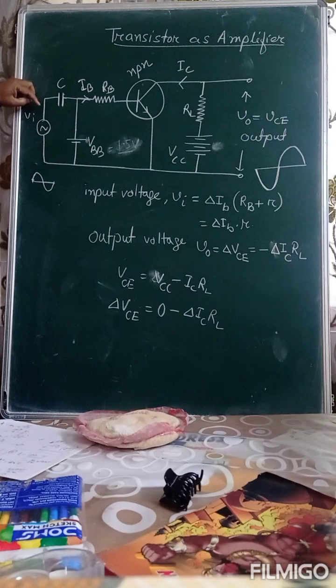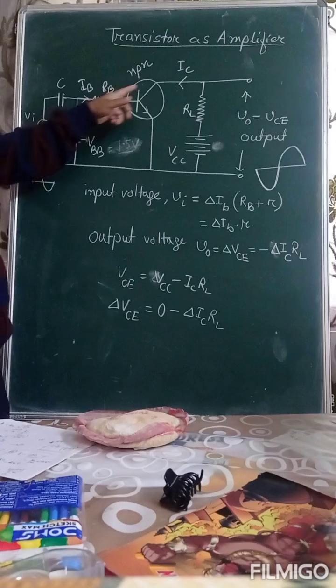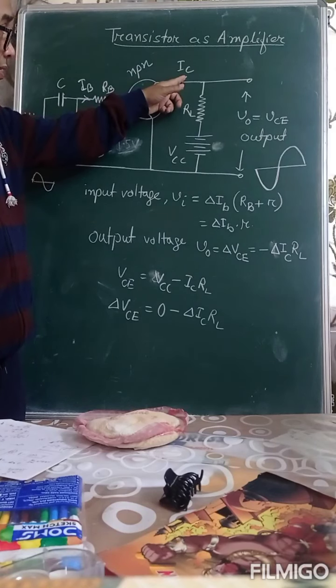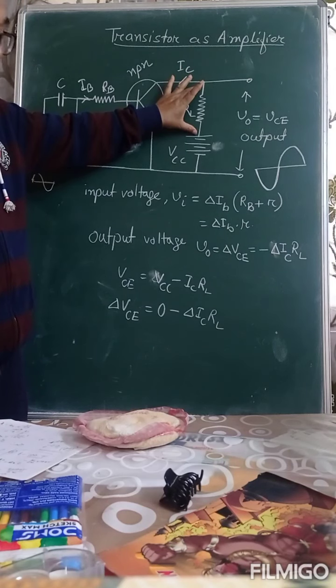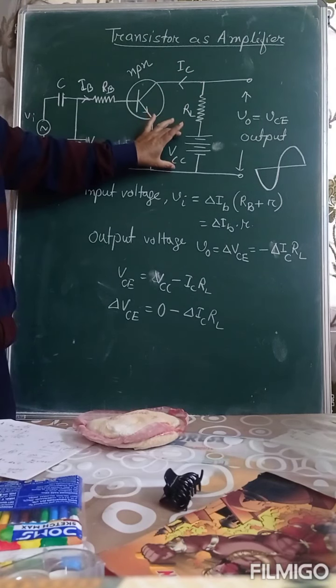Now, in the presence of a signal, what happens? In the presence of a signal, the base current changes, therefore the collector current changes. As the collector current changes, the voltage drop across the load changes, because this other term is a constant term.